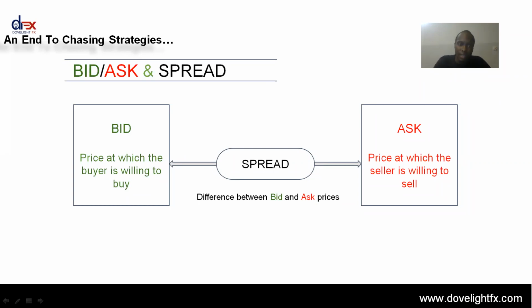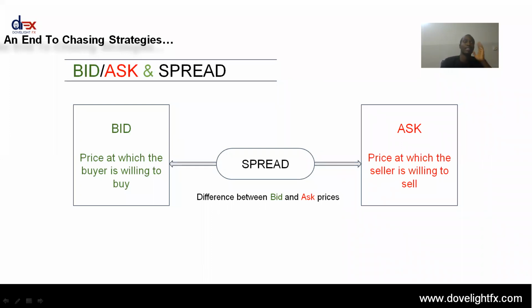So guys, I hope we understand. In a nutshell, what I'm simply trying to say is that bid is what? The price at which a buyer is willing to buy. And the ask price is what? The price at which the seller is willing to sell. Hope we understand this. Let's just understand this, don't think too much about it. Just know that bid.